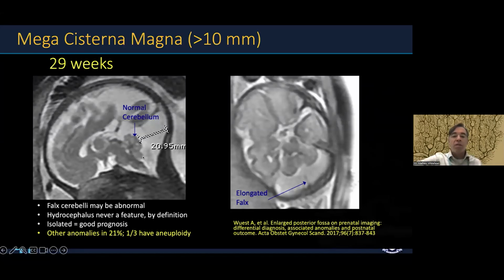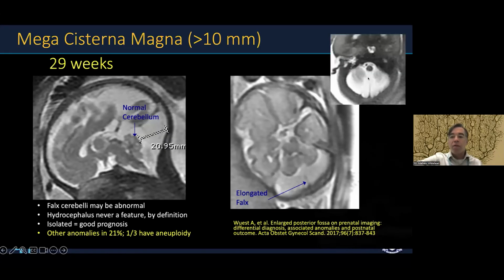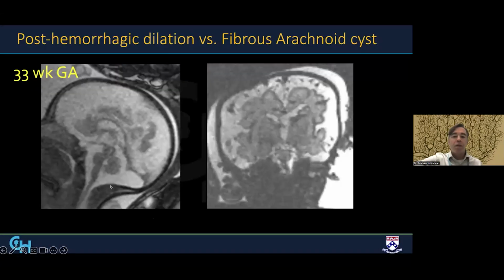The important thing here is to recognize whether this is an isolated process or if it's associated with other abnormalities. Because if it's isolated, the prognosis is good. If there are other anomalies, which can occur in up to 21%, 1/3 of those will have aneuploidy. So it is important to look for other abnormalities in the brain and body. And again, the falx cerebelli may be multiplied. Here's another case where we had post-hemorrhagic dilation versus fibrous arachnoid cyst change in the posterior fossa, so an enlarged cisterna magna, and you can see this patient had a prior germinal matrix hemorrhage.